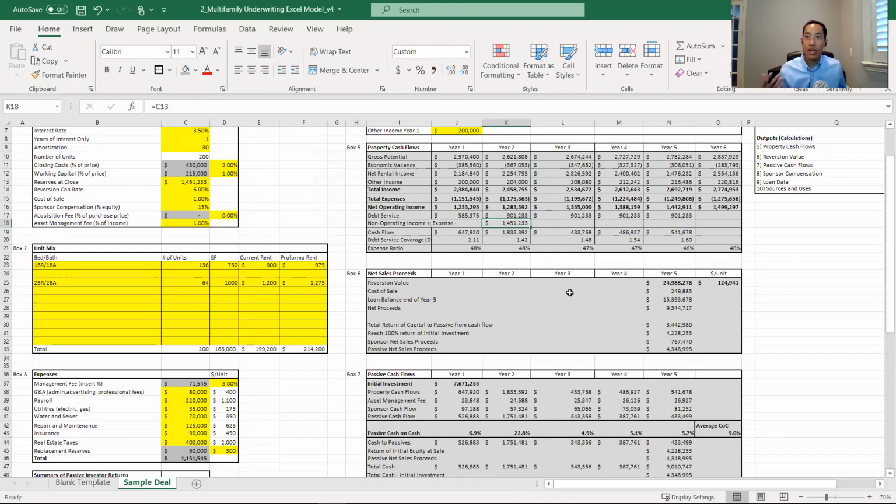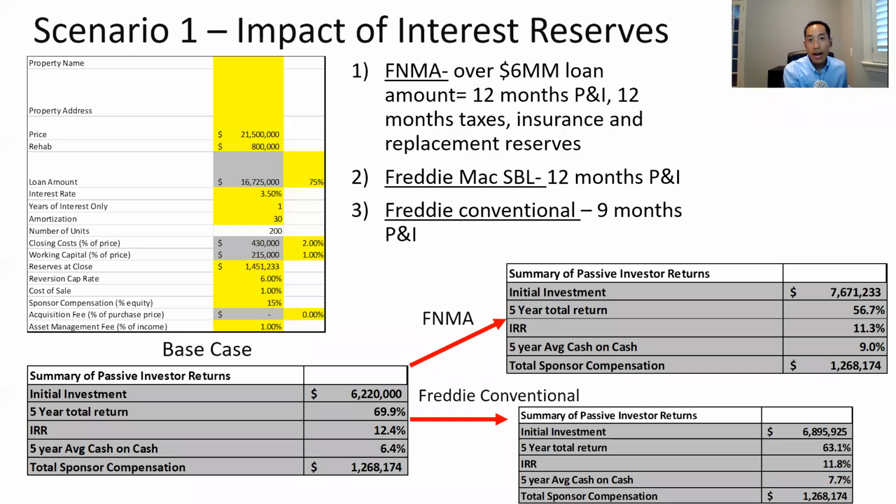These reserves are supposed to be put up. Essentially, the minimum that Fannie is going to hold is 12 months. So I put it back in year 2, assuming you hit a 1.25 debt service coverage on a standard deal, that it comes back to you in the form of cash. I'm assuming this is just going to be returned back to the investors. So you can see that your initial investment is higher. It's going from 6.2 to 7.6 because of that 1.4 million in reserves, and that's going to drive your return down to 56.7.